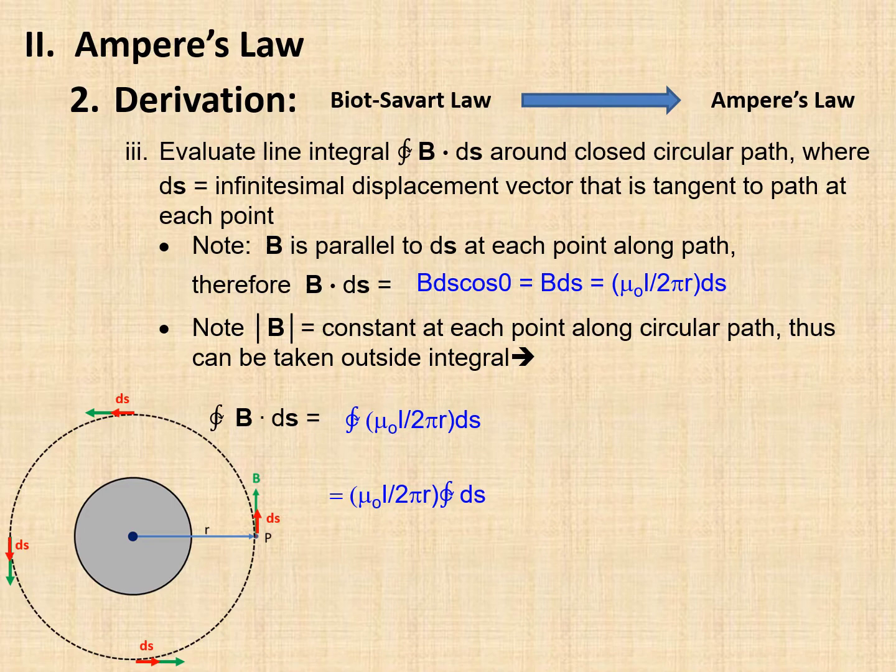And when we sum up all of those infinitesimal displacements around the integration path, we simply get the total length of that integration path, which for a circle is just 2 pi times the radius. So when we do the algebra here, we find that the 2 pi r factor in the denominator will exactly cancel that factor in the numerator. So the end result is that the line integral of B dot ds taken around that closed integration path, in our case a circle, has this particular value of mu naught times I, where I is the current that is encircled by our integration path.